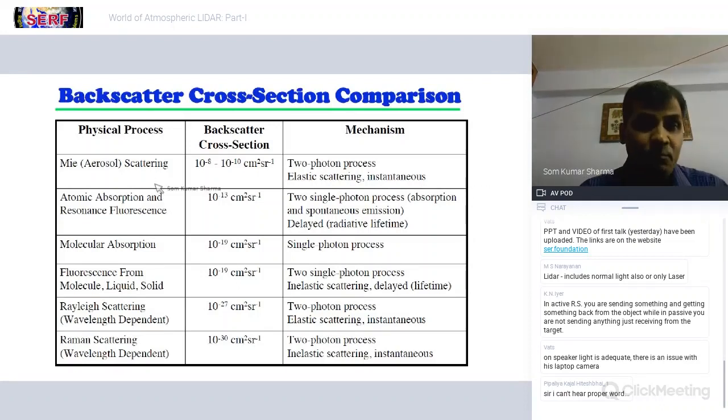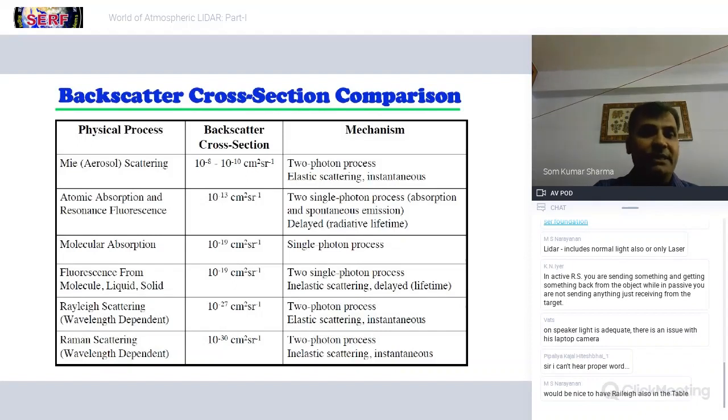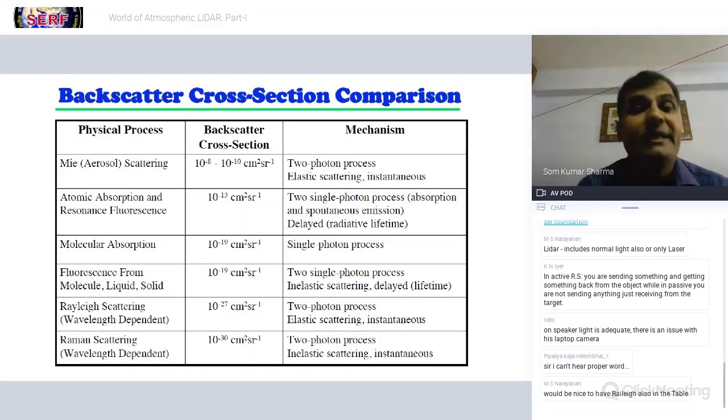Please remember. Then if you come to the second row, it is atomic absorption, resonance and fluorescence. There the scattering cross section is 10 to the power minus 13 centimeter square per steradian. It is a single photon process, absorption and spontaneous emission, and it is delayed and depends upon the radiative lifetime. Basically in fluorescence and resonance, the absorption is delayed. It is not instantaneous, and the scattering cross section is of the order of 10 to the power minus 13.